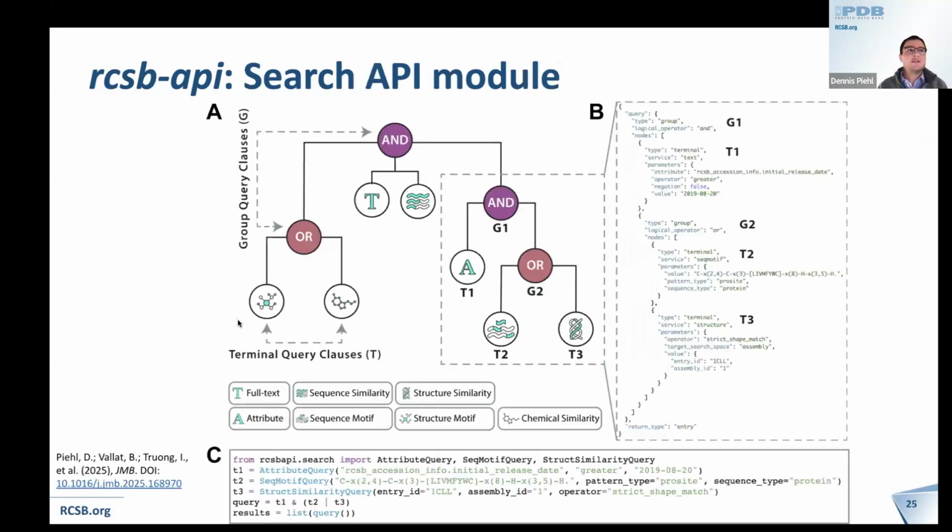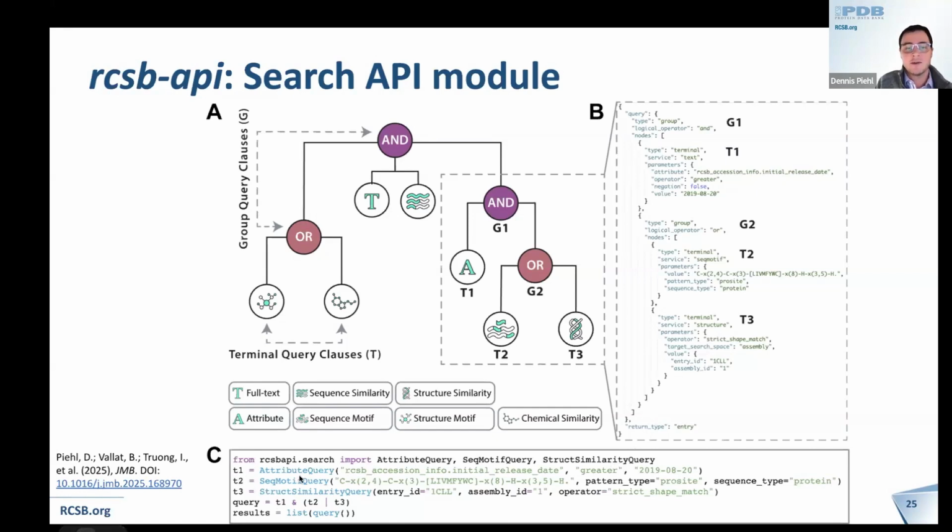So to illustrate how the package facilitates usage of the search API, shown here is the same query that we showed earlier. And you can see that this was constructed using 3 different terminal nodes and 2 group nodes. And this is the API JSON syntax. Well, this entire query can be reduced down to this small Python snippet shown here at the bottom, in which you simply need to create each terminal node as its own variable.